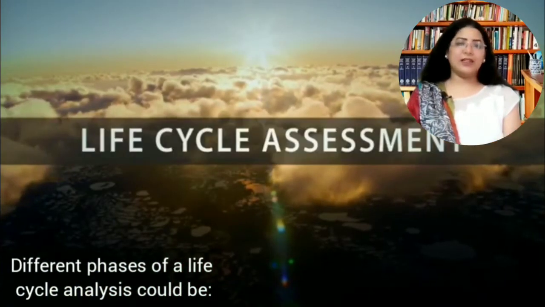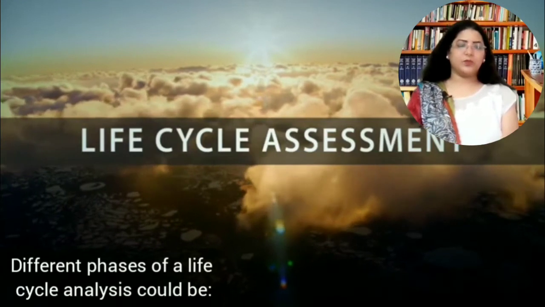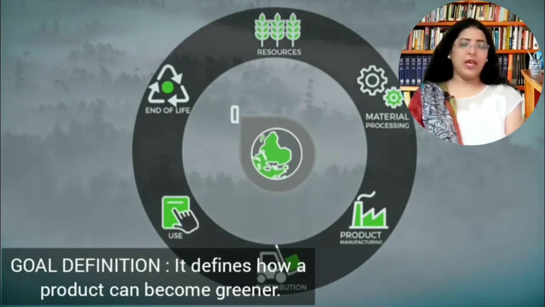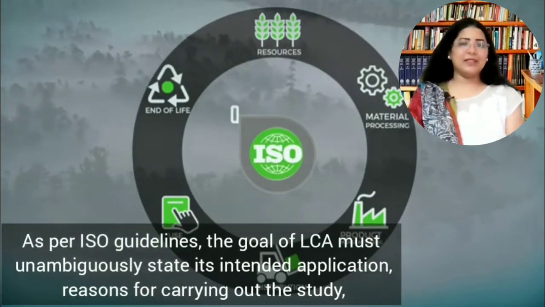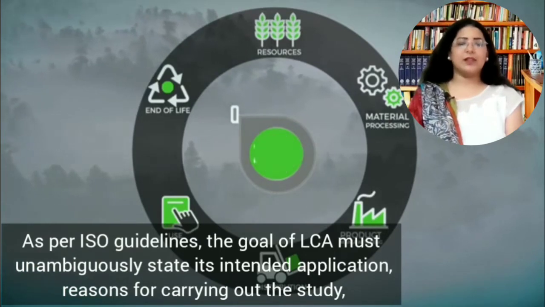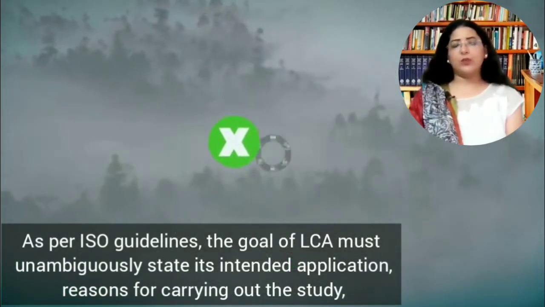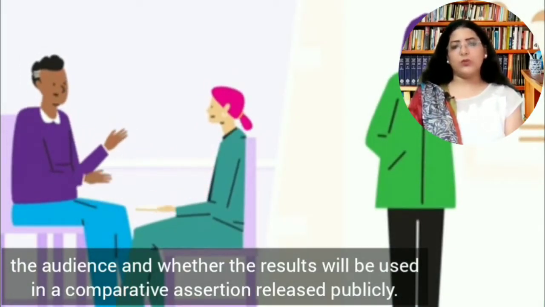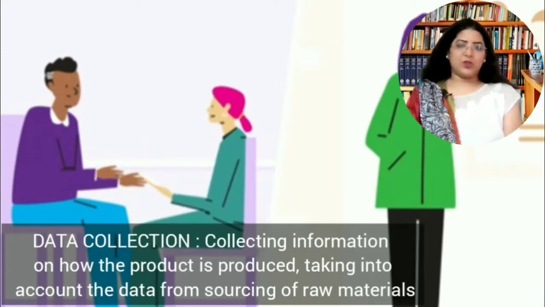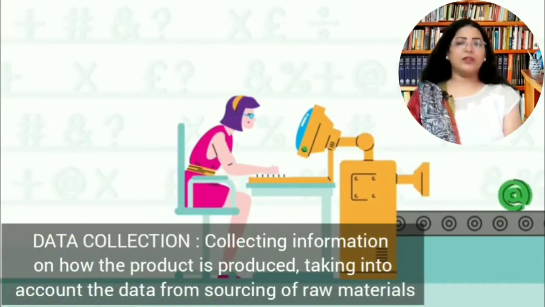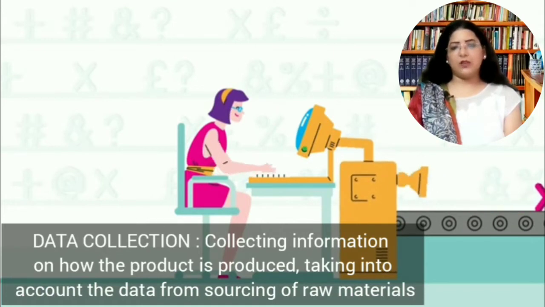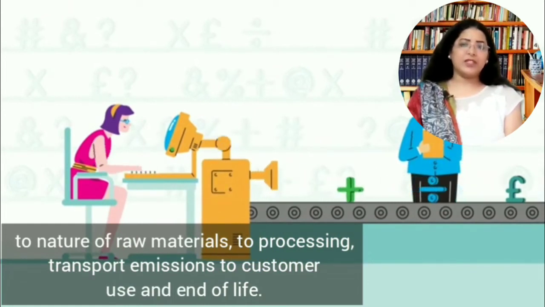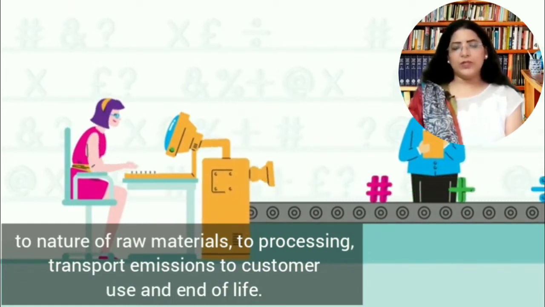Different phases of a life cycle analysis could be goal definition. It defines how a product can become greener. As per ISO guidelines, the goal of LCA must unambiguously state its intended application, reason for carrying out the study, the audience, and whether the result will be used in a comparative assertion released publicly. Data collection. Collecting information on how the product is produced, taking into account the data from sourcing of raw materials to nature of raw materials to processing, transport emissions, and customers' use and end of life.